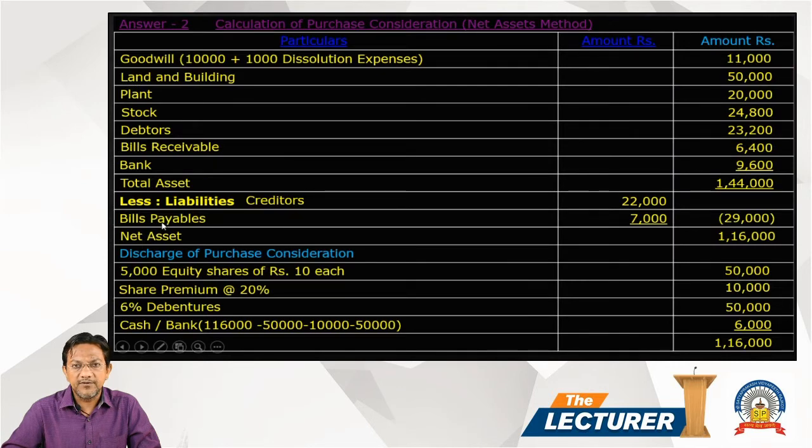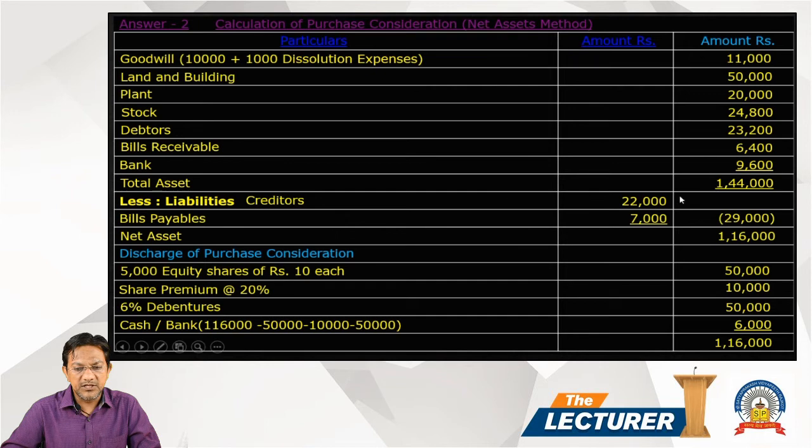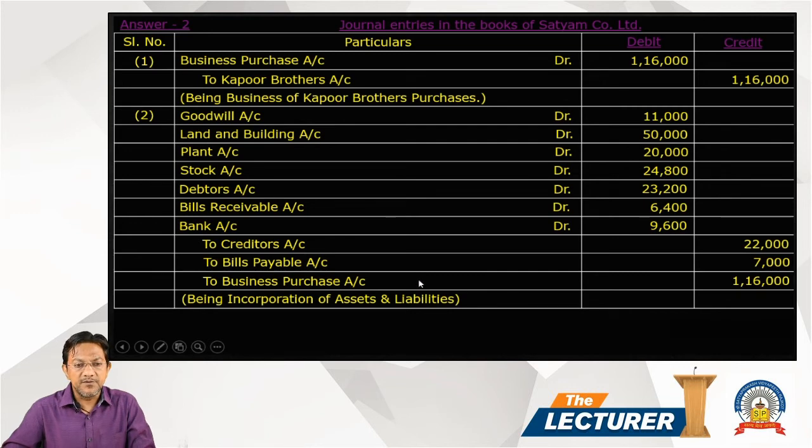Now on the liability side, liabilities will be credited. So on the liability side, creditor: to creditor 22,000. Then bills payable 7,000. So to bills payable 7,000, and the difference is the business purchase. So to business purchase account 1,16,000, and there is an incorporation of assets and liabilities. We pass the two entries: first the business purchase and second the incorporation of assets and liabilities.